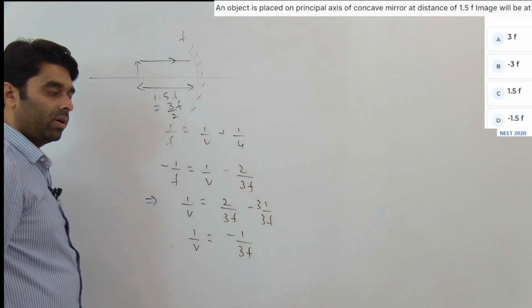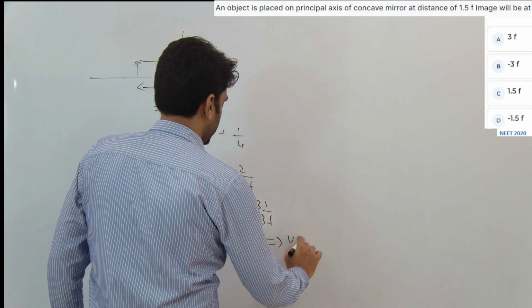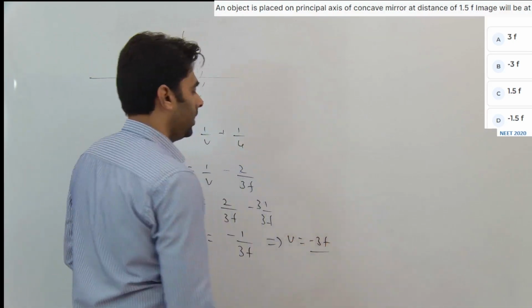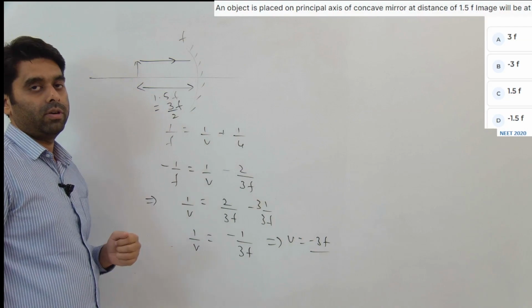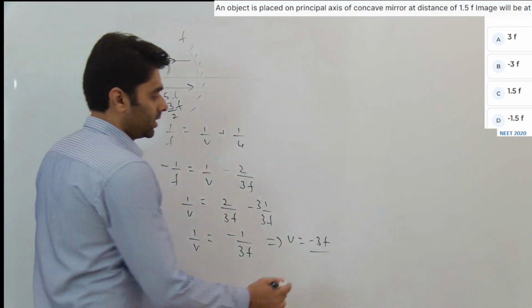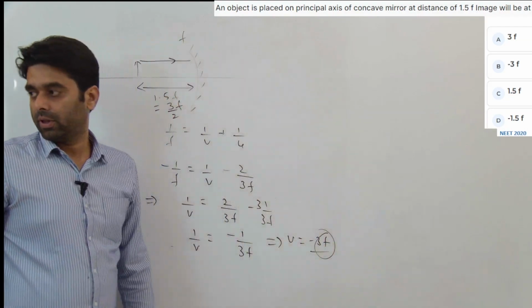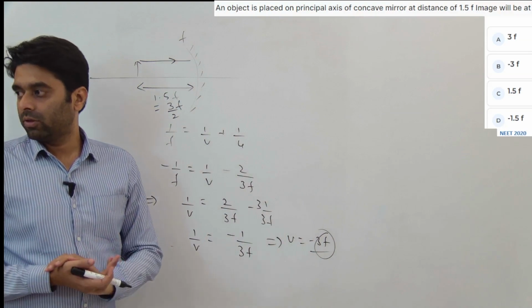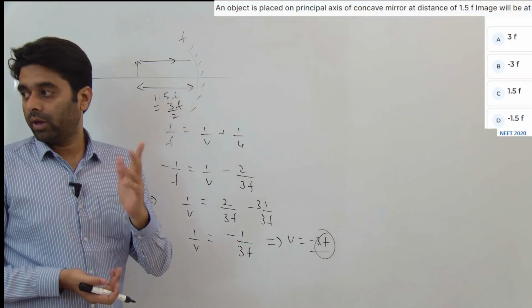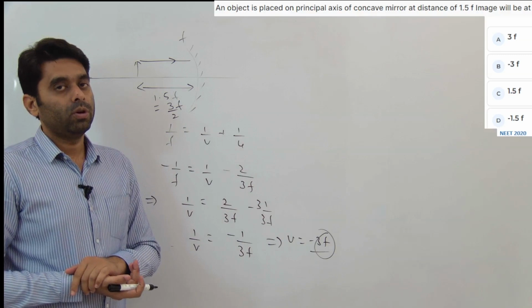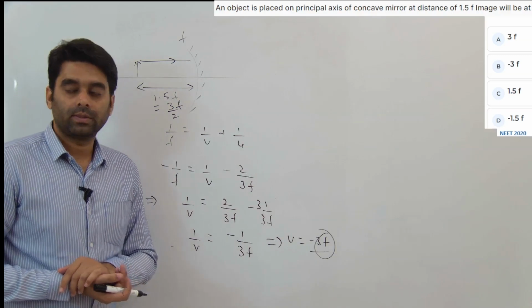So v value is coming minus 3f. V is negative because the image will be forming in front of the mirror only, and the distance is basically 3f. You can see the options. The negative sign is also given, so we have to take the sign also. A and B, the sign is also given, so option B will be there. Minus 3f will be our answer.